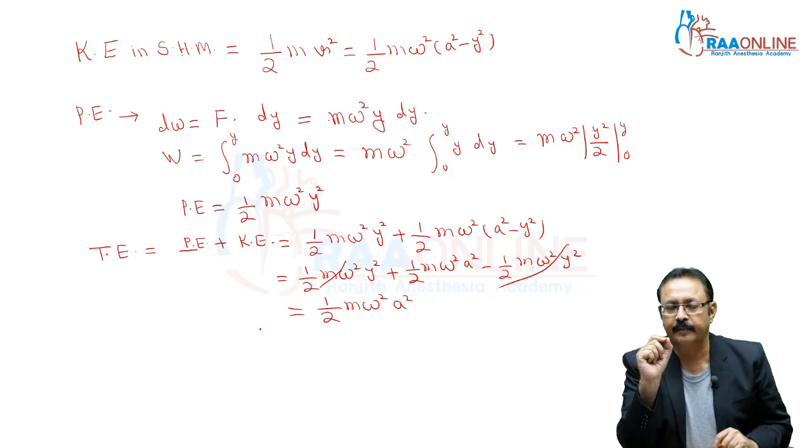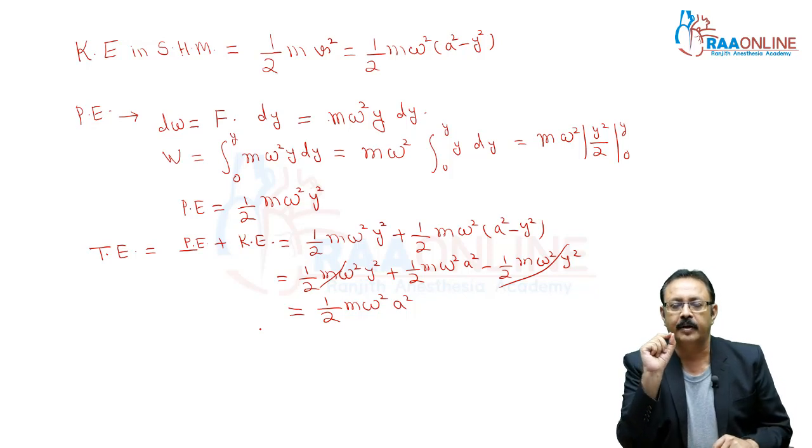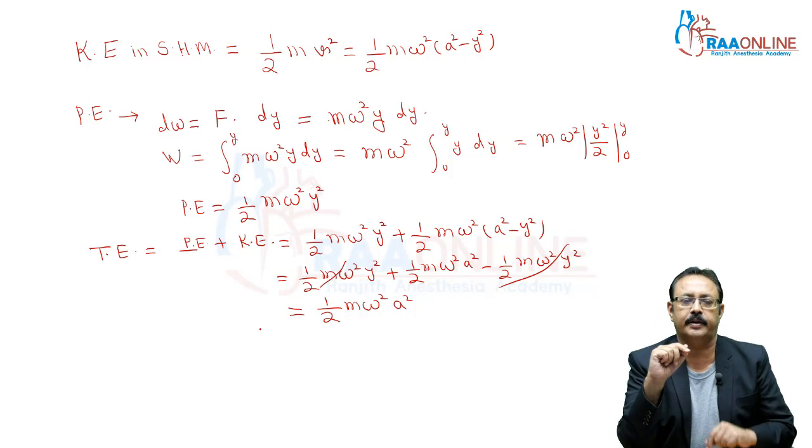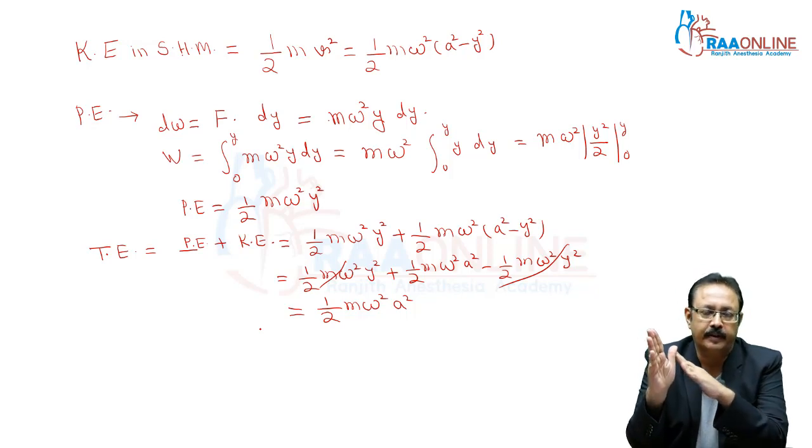So, it was the expression for total energy, and what you observed in total energy, y is missing. It means it does not depend upon displacement. It is constant everywhere because a is constant, omega is constant, m is constant. So, it means total energy is conserved everywhere, and it is half m omega square a square.